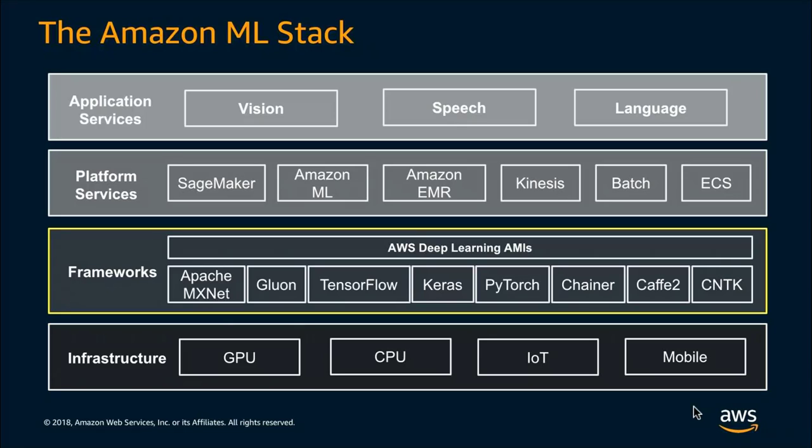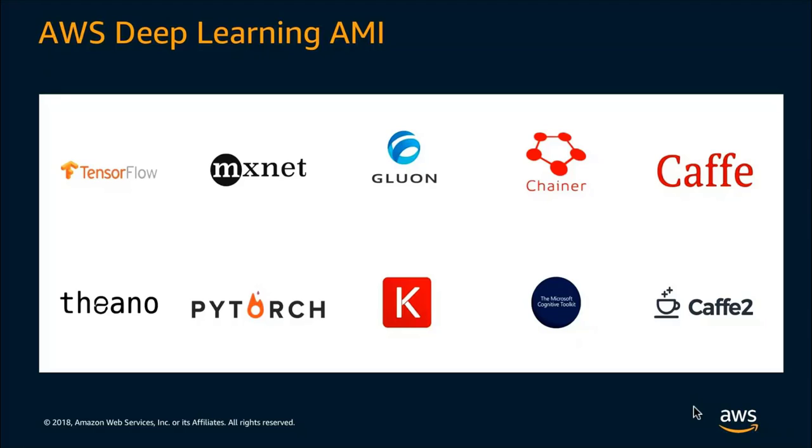At the framework level, we have the AWS Deep Learning AMIs. AMI stands for Amazon Machine Image. The AWS Deep Learning AMIs have the popular machine learning frameworks pre-installed and configured. Those frameworks include Apache MXNet, Gluon, TensorFlow, Keras, PyTorch, Caffe, CNTK, and etc. You can launch EC2 instances using the AWS Deep Learning AMI on different instance types, such as P3 and P2 GPU instances, or the C5 CPU instance. The AWS Deep Learning AMI is great for experimenting with different deep learning frameworks for research and development.